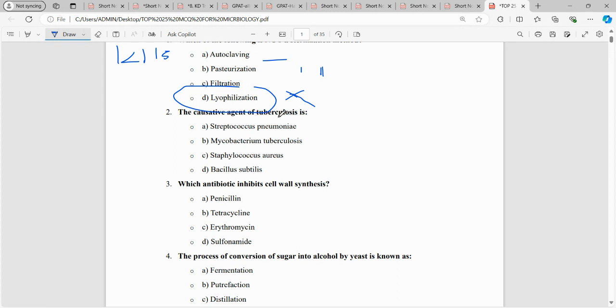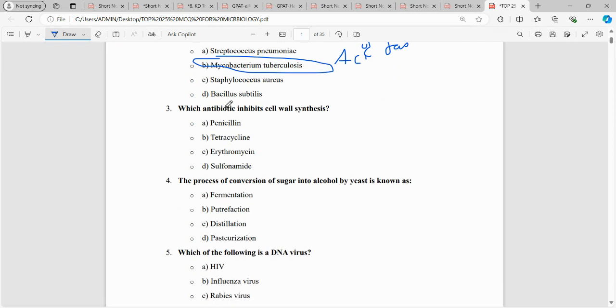Next, the causative agent for mycobacteria. Mycobacteria species are detected by Ziehl-Neelsen staining or acid-fast staining, which uses carbol fuchsin, acid alcohol as a decolorizer, and heat as a mordant. The secondary stain may vary, with different staining techniques using methylene blue, malachite green, and others. So the right answer is Mycobacterium tuberculosis.